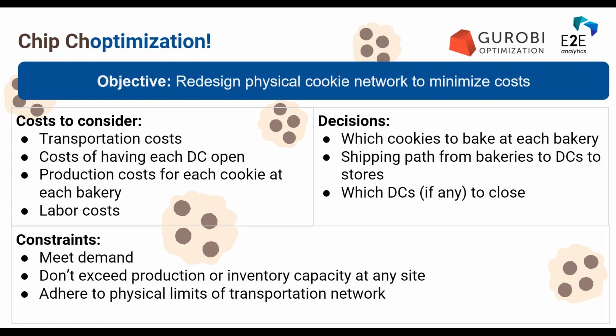And of course, we have our constraints. We have to meet the demand. People really need their cookies. And we don't want to exceed production or inventory capacity at any site. Every cookie bakery can only make so many cookies in a day, so we have a capacity on how many cookies we can make. And then we have some physical limits of the transportation network, right? You can only send so many cookies from point A to point B on a given day. So those are our constraints.